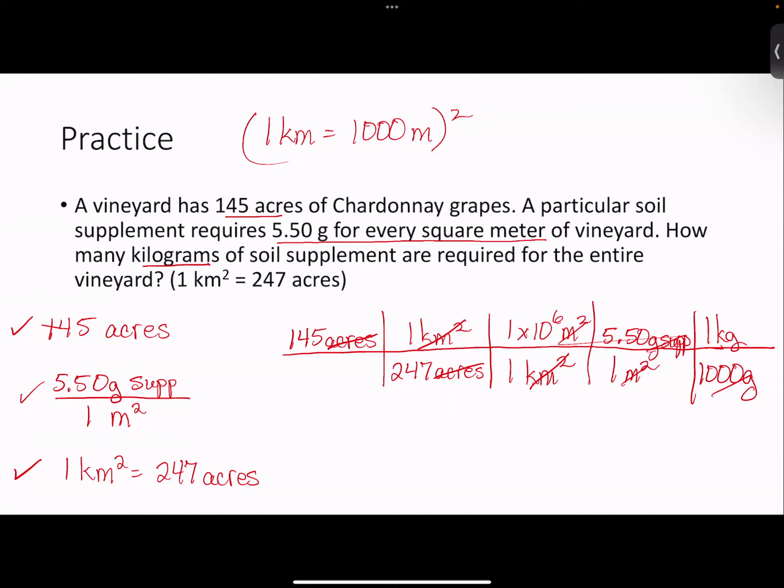And what you get is 3,228.7 kilograms of supplement, which we would round to 3.23 times 10 to the third kilograms. Questions?